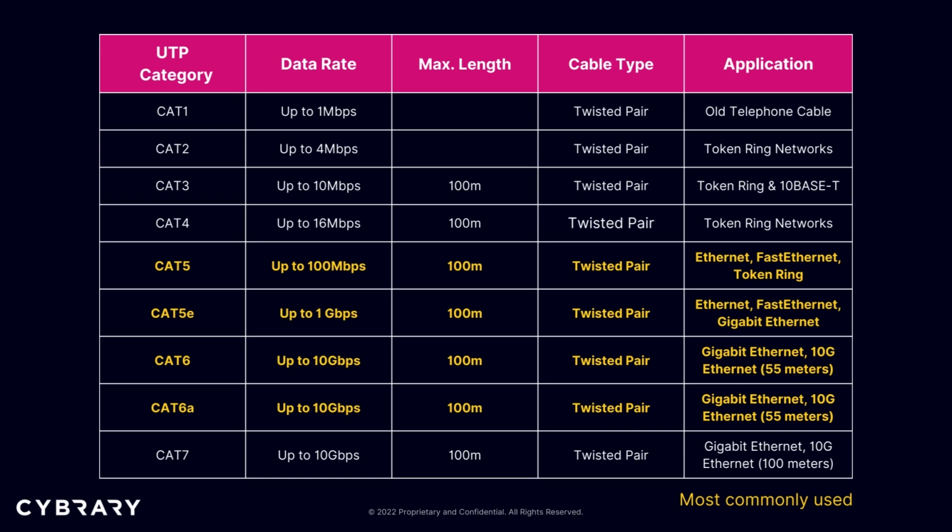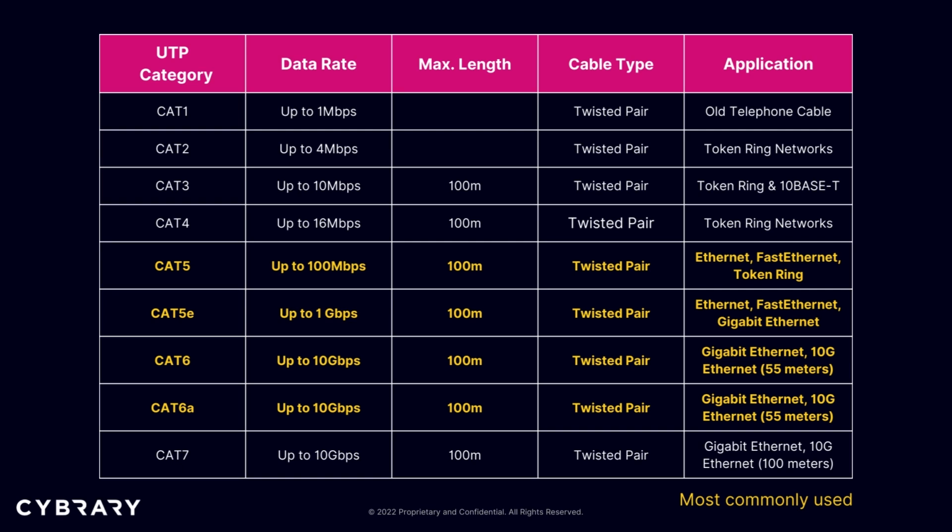So Cat 5 is the most common cable that's used today. Its data rate is up to 100 megabits per second. The maximum length is 100 meters, which we just learned is 328 feet. It's twisted pair, and you can use that cabling, Cat 5 twisted pair, for Ethernet, fast Ethernet, and token ring networks. Cat 5e came a little bit later, and that's an enhanced version. Enhanced is up to 1 gigabit per second. Same distance limitations of 100 meters, twisted pair still, and same networks: Ethernet, fast Ethernet, and gigabit Ethernet.